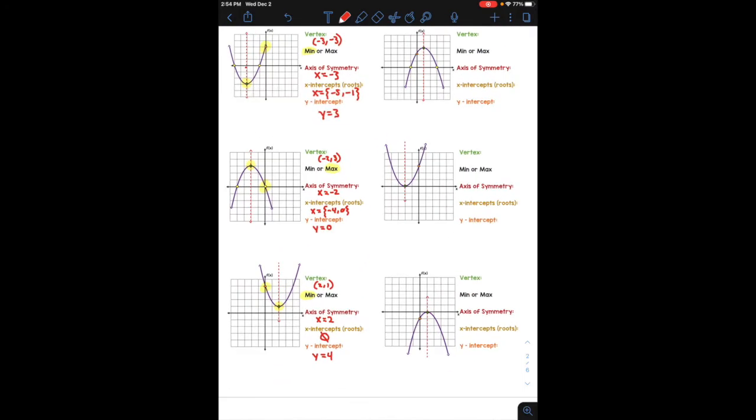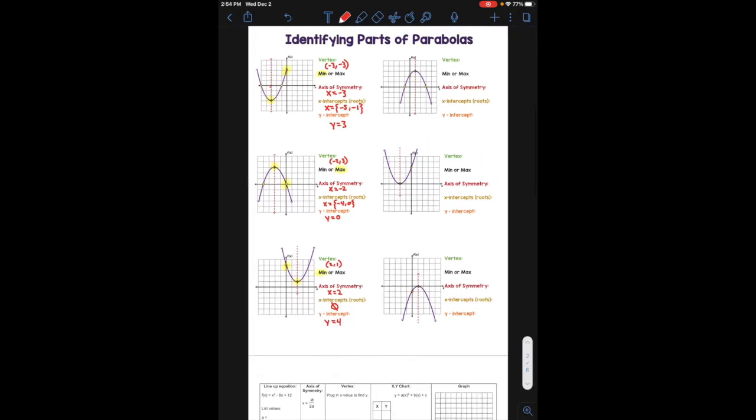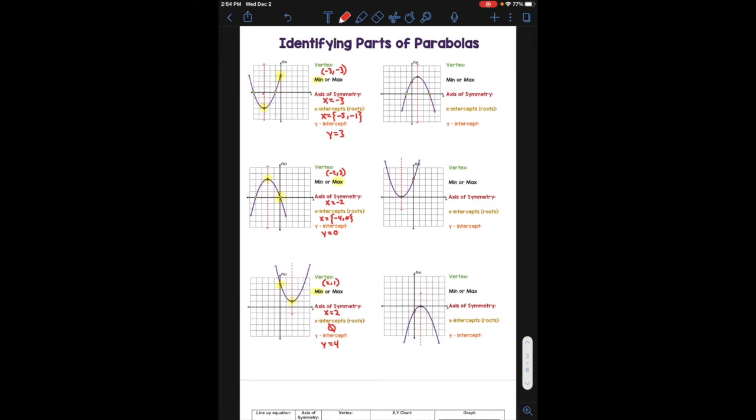What I'm going to do is ask you guys to pause the video and try the 3 to the right, the second column. Once you get your answers, go ahead and play the video to check.